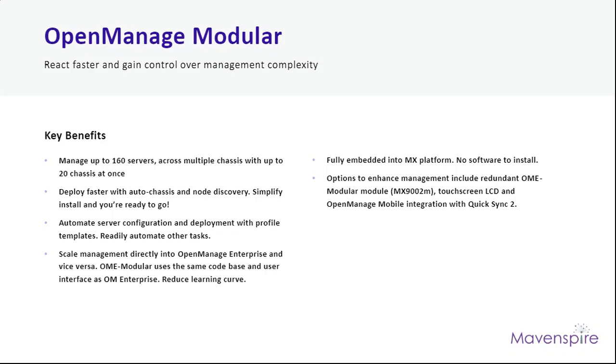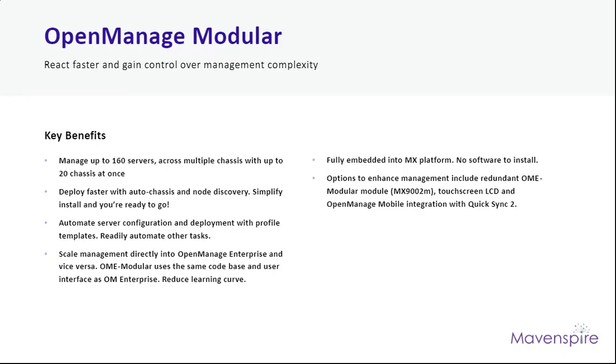Just some basic benefits. If you're in the MX7000 family, you can manage up to 20 chassis all at once. You can deploy faster with automatic discovery based on those templates we've created in the initial setup. The server configuration is automated, and OME Modular, which is built in to the MX platform, automatically scales that 20 chassis maximum. So you don't actually have to deploy OpenManage Enterprise if you're only using the MX platform.